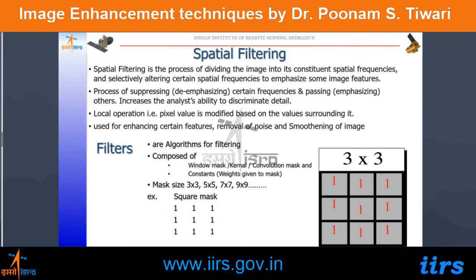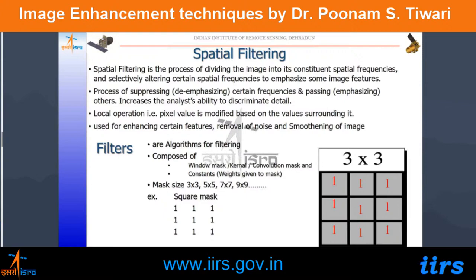It is a square mask, with an equal number of rows and columns. And the second thing, one is the window mask, and the second thing is the weights or constants that are given to the mask. As you can see here, this is a 3 by 3 window or convolution mask, and the weights that we have provided are 1, 1, 1, 1, 1, 1, 1, 1, 1. So all the windows, all the filters, they have a weightage of 1.